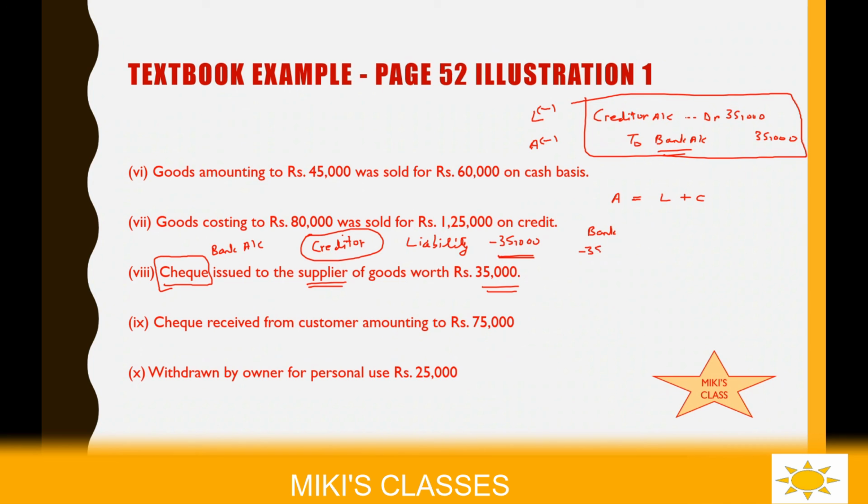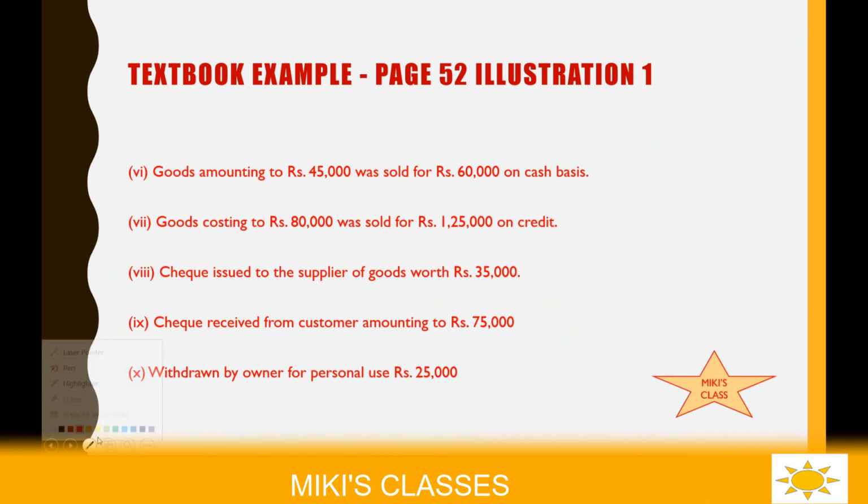Bank has decreased. On the liabilities, on the other side, on the right hand side, what has happened? The liability has also decreased by how much? This creditors account, what has happened? Because you have made a payment to him, your business's liability has reduced by how much? 35,000. So again, the right hand side is equal to the left hand side. Okay, fine. Let's get to the next example.